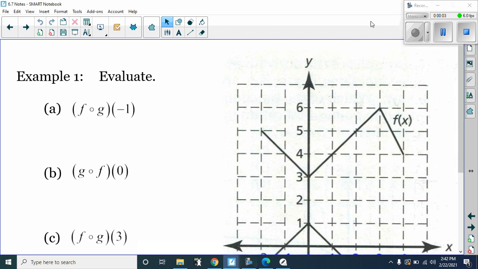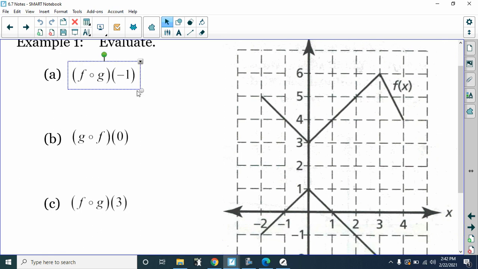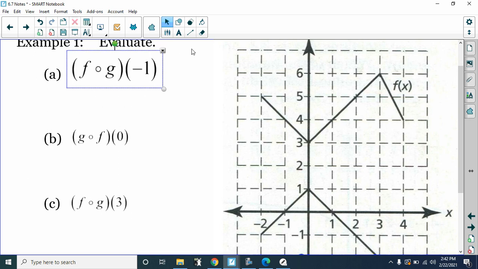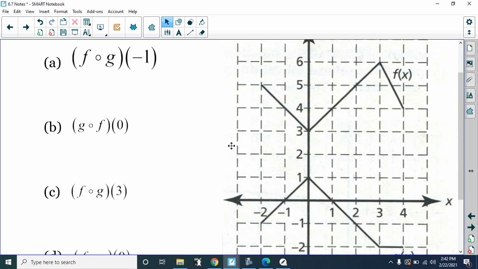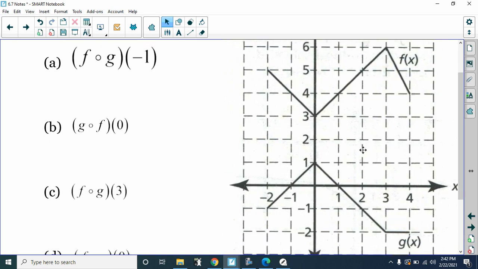This is a short version of the notes from section 6.7, which is on inverse functions. The first type of problem we looked at was one like this, which is actually a continuation of 6.6. It's asking for f of g of -1, but instead of them giving us equations for f of x and g of x, they gave us a graph here of f of x and g of x.